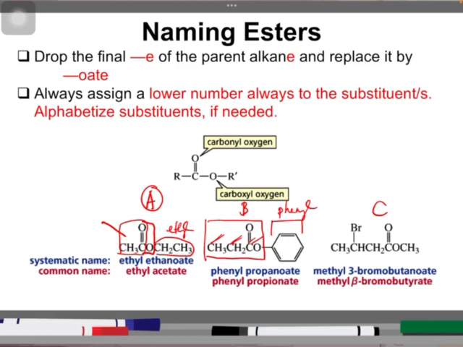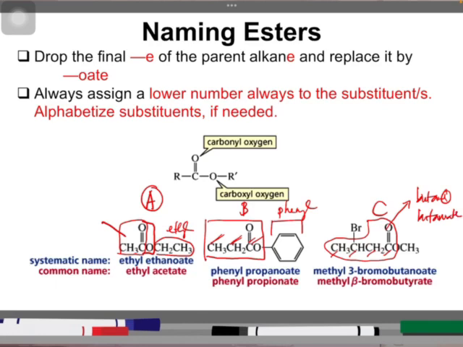Last one, for structure C. This is called methyl 3-bromobutanoate. So, where is the butanoate part? The butanoate part is ito. Bakit siya naging butanoate? Kasi we have 1, 2, 3, 4. So, 4 na carbons yan. So, butane siya. Drop the E. Butanoate.